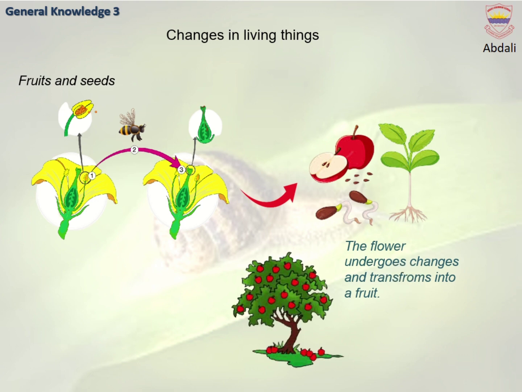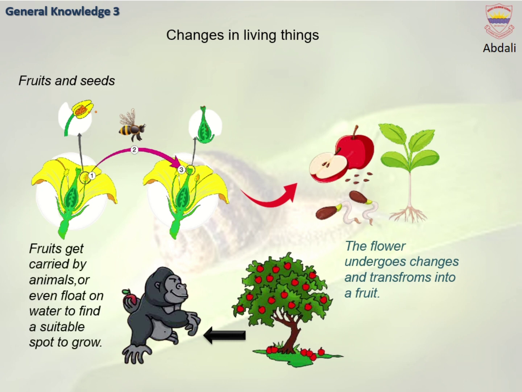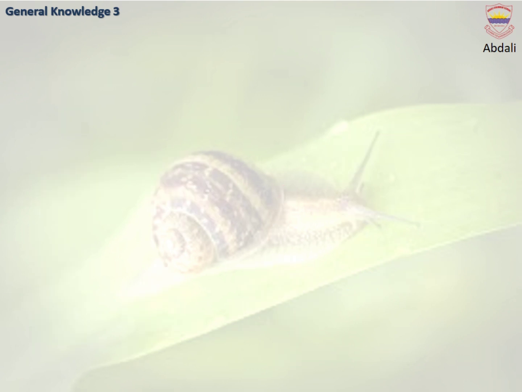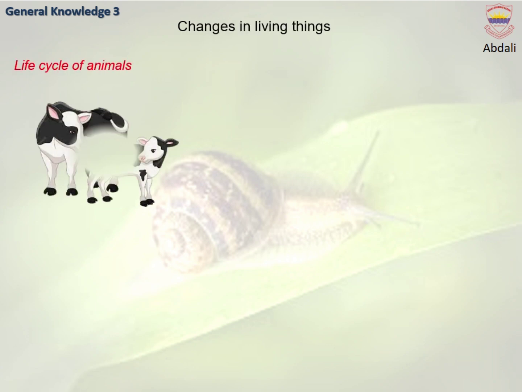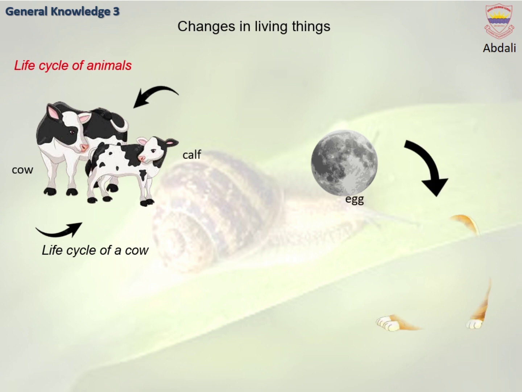Fruits and seeds. After pollination, the flower undergoes changes and transforms into a fruit. Inside the fruit, seeds form. The fruit protects the seeds and helps them disperse to new locations. When the fruit is ripe, it may fall to the ground, get carried by animals, or even float on water to find a suitable spot to grow.